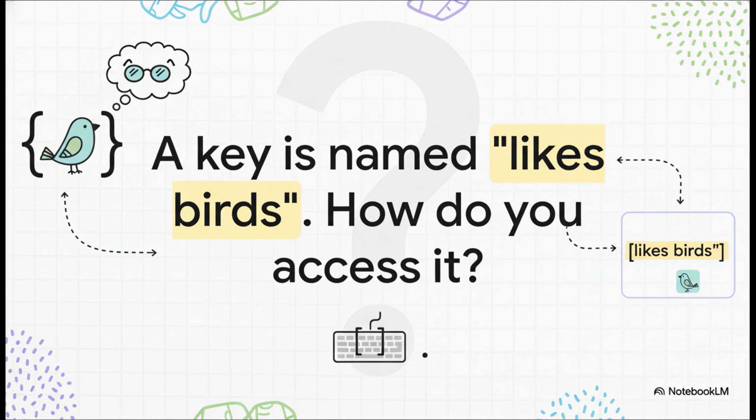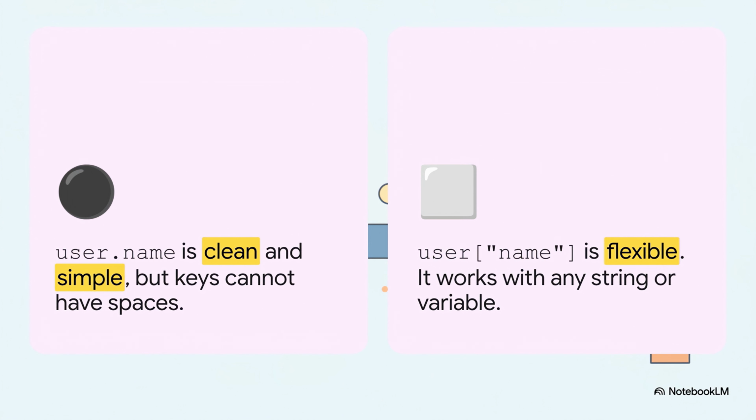JavaScript sees user.likes, and then it just gets totally confused by that word birds. It's a syntax error. So what's the fix? The answer is square bracket notation. So let's break it down.